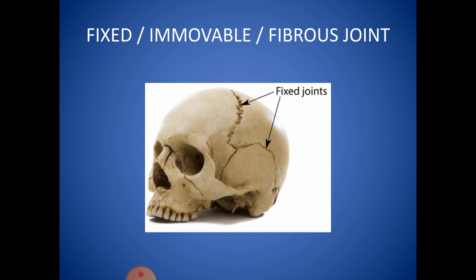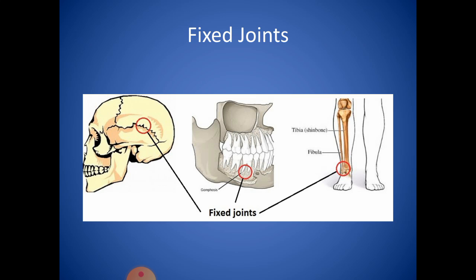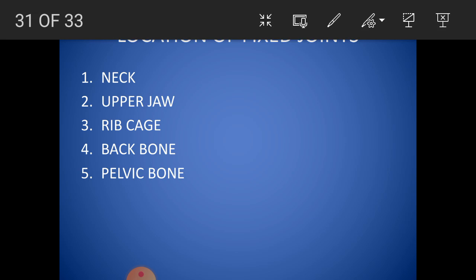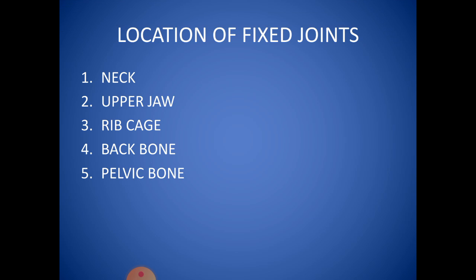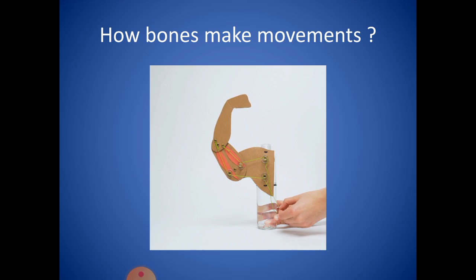Next is fixed joint, or we can say immovable joint, or third name is fibrous joint. Fixed joints are fixed and don't allow any movement. These are the various locations where we can find the fixed joints. Other locations of fixed joints: neck, upper jaw, rib cage, backbone, and pelvic bone.